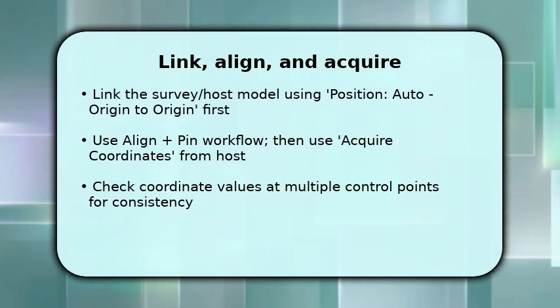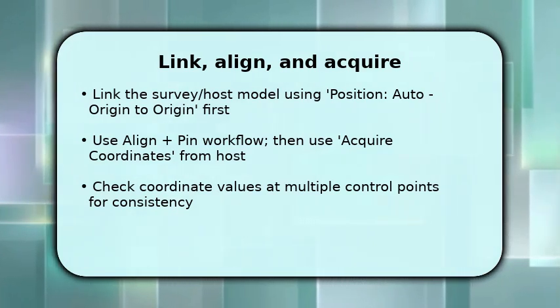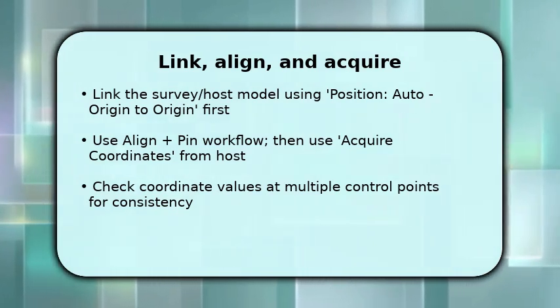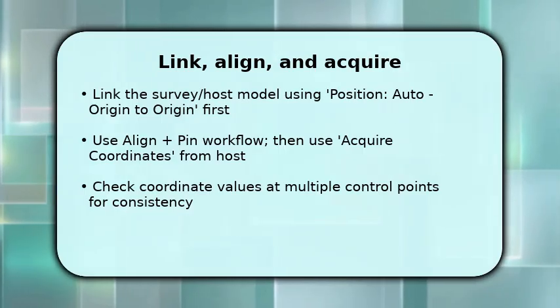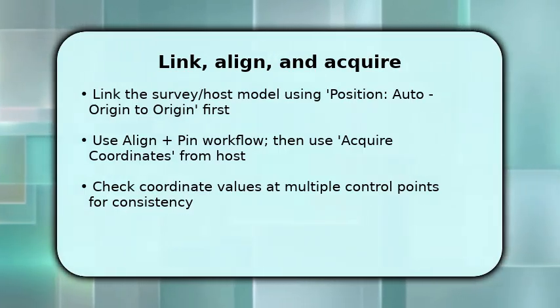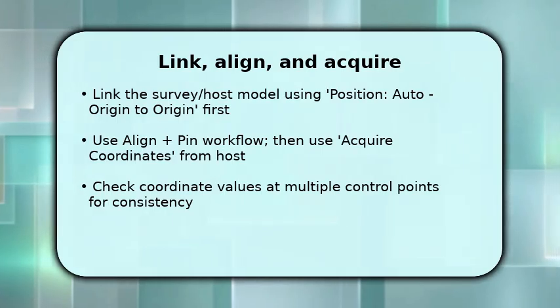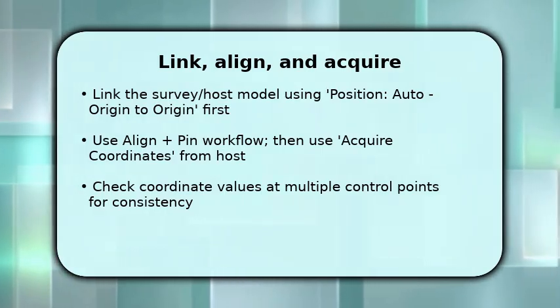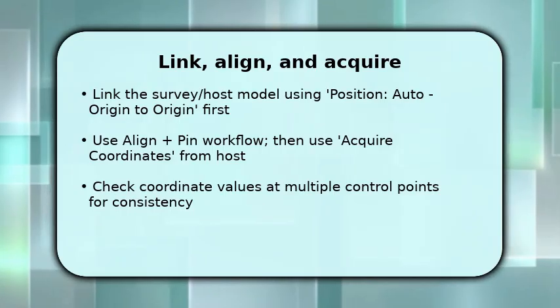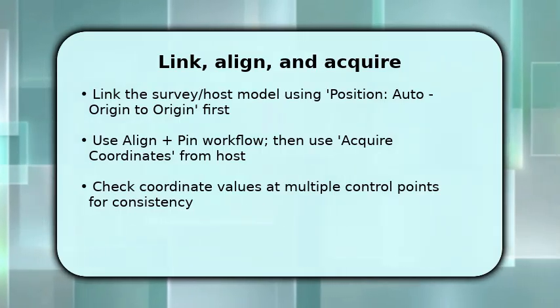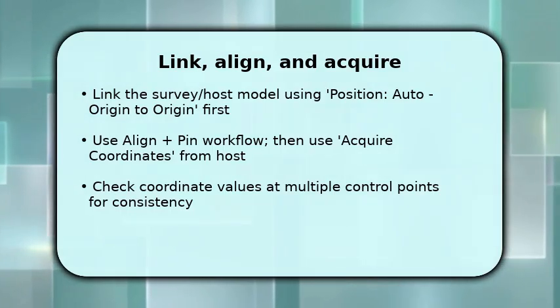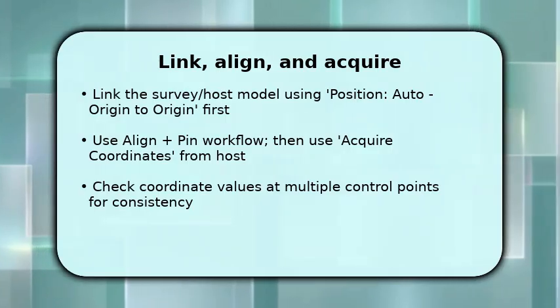You now link the host model and align it precisely. First, link using origin to origin to preserve numerical control, then use align to snap shared control points like survey markers or grid intersections, and pin the linked model after alignment. Once the link is accurate, use the acquire coordinates command on your active model to inherit the host's shared coordinates.